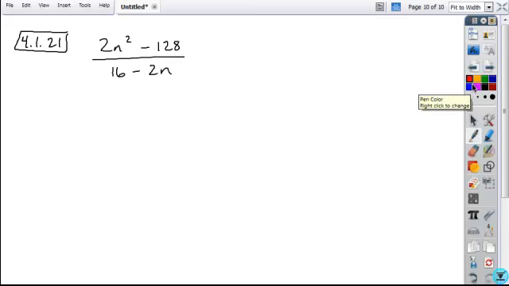All right, in 21, once again, as we approach this to factor the numerator and denominator completely, our numerator has a common factor of 2 that we can remove from both terms to start with. So if we take that out, we're left with an n squared minus... 2 goes into 12 6 times with no remaining. 2 goes into 8 4, so minus 64.